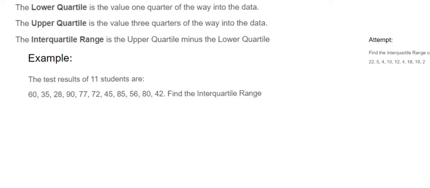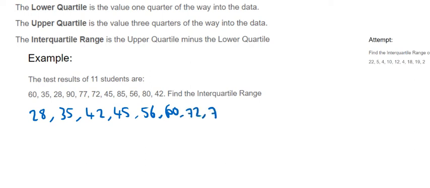So I'm going to pick the smallest one, which I think is 28, and then the next smallest is 35, and then the next we're into the 40s, so 42, 45, next smallest is 56, and then 60, and then 72, 77, and 80, and then there's 85 and 90. So that's just putting all of them in order.